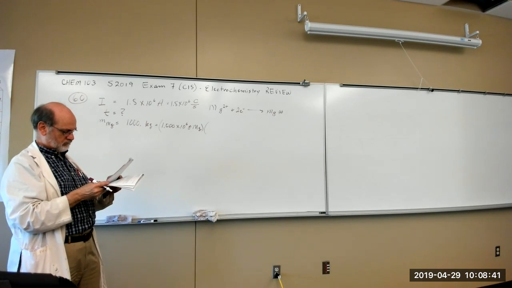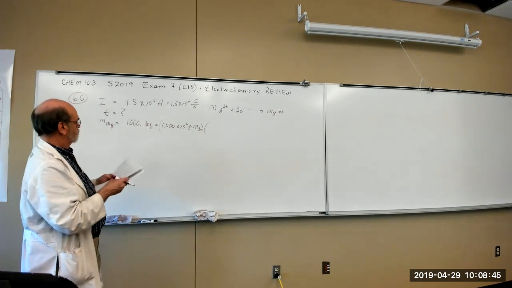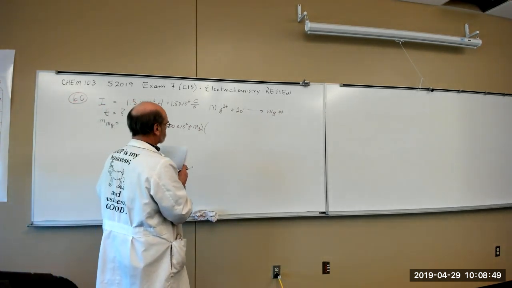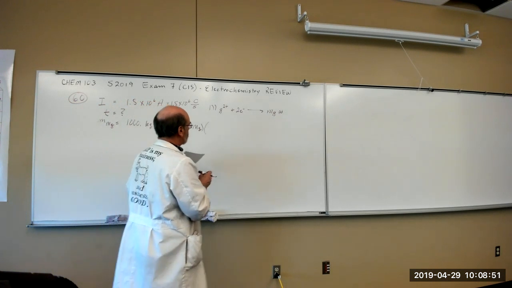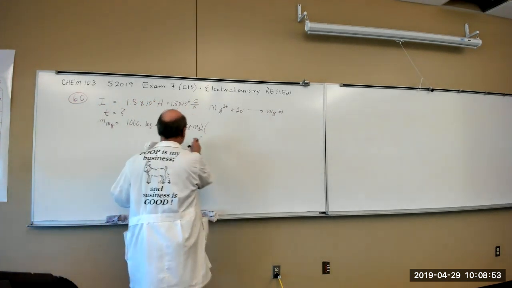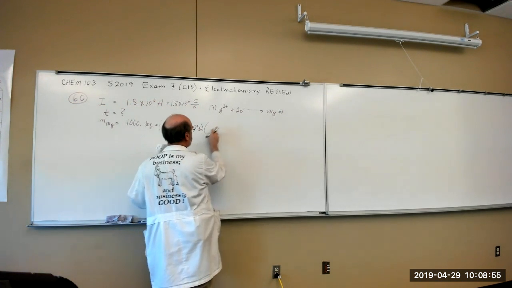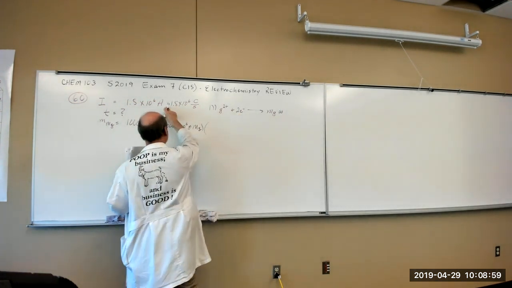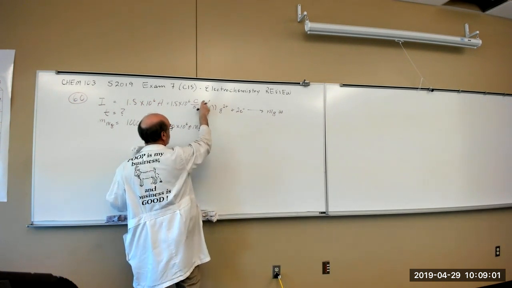So amps are coulombs per second? Yep. Okay. So we've got this many grams, we need to find out how many moles so we can find out how many electrons, because we can't get to this without our electrons, because that's current.